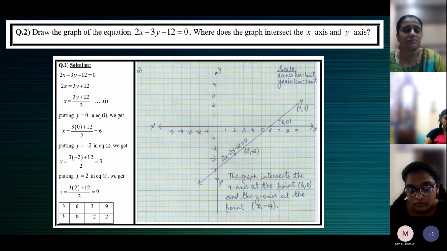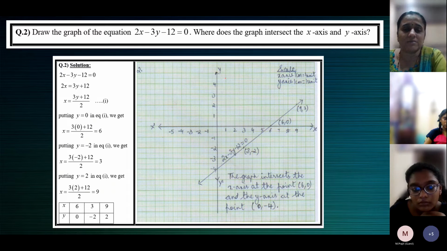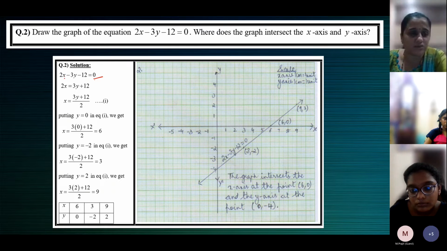We know that a linear equation in two variables x and y is represented by a straight line in the Cartesian plane. For that, you'll have to take the equation. Because the coefficient of x is 2, we write x in terms of y, so that x is equal to something by 2. It's 2x, so when you solve for x, this 2 will come for division. So write x in terms of y.